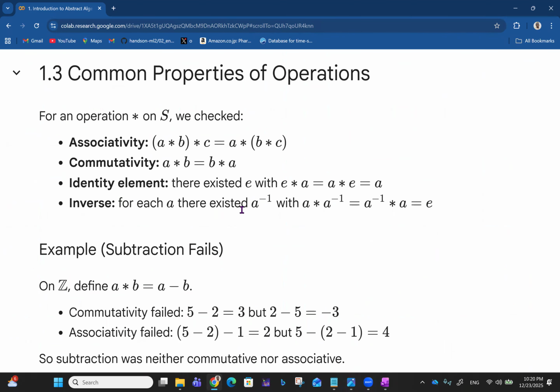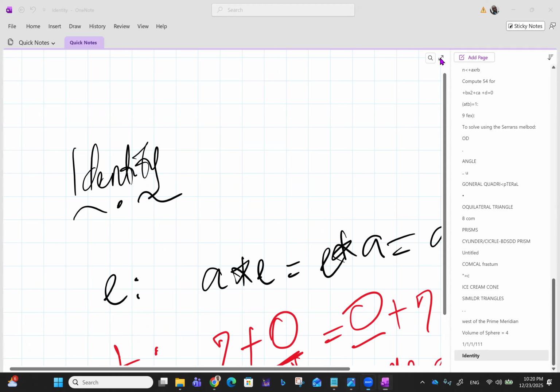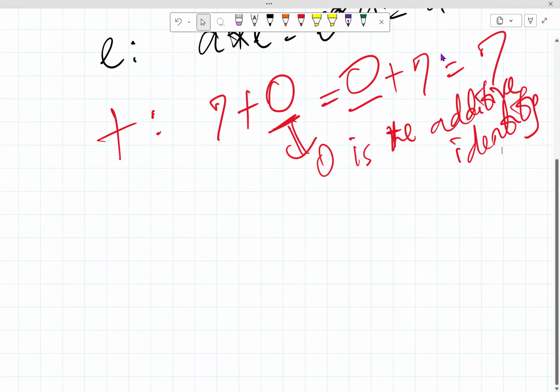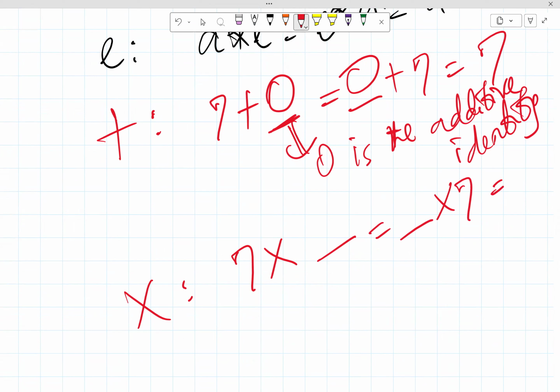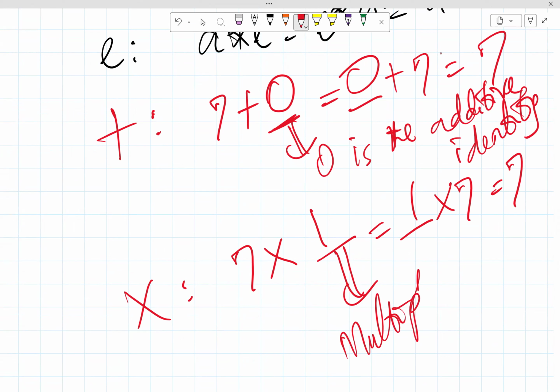Then there's also the idea of inverse, that for each A there exists A inverse with A times A inverse equals A inverse times A equals E. Now that's another idea again. We also have the same thing for multiplication, right? Can you think of a number that if you multiply 7 by that number, or multiply the number by 7, you always get 7? For multiplication, the answer is always 1. So in this case, 1 is the multiplicative identity.